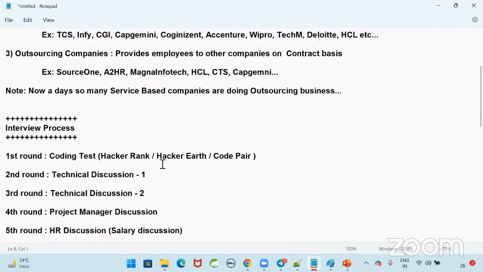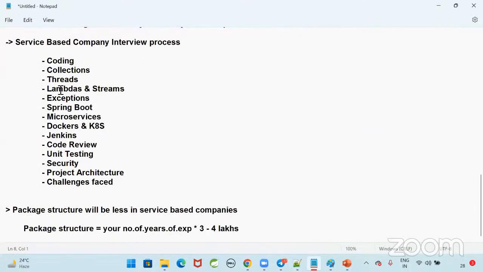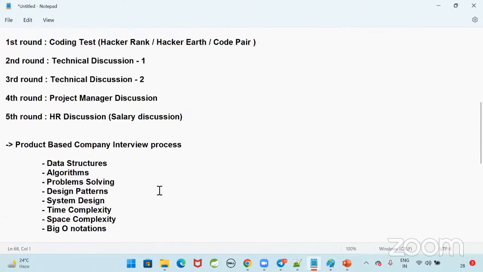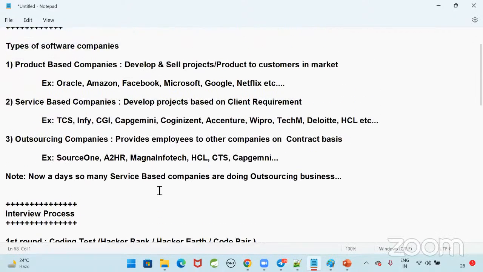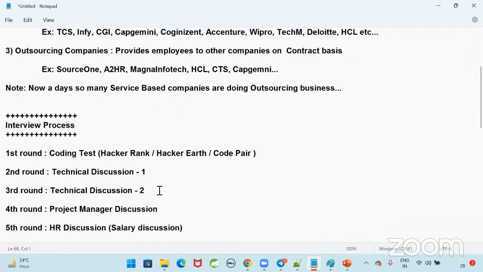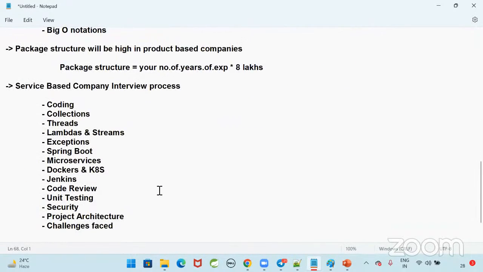This course is a real-time project course. In this course, mainly we are focusing on the service-based company interview process. If you want me to teach data structures and the real-time project, you need to spend 1 year with me. Project 4 months, data structures 4 months, coding round and all. It will take 8 to 9 months of time. The syllabus is related to the real-time project, real-time tools, how to implement the project, and how to attend interviews in service-based companies.